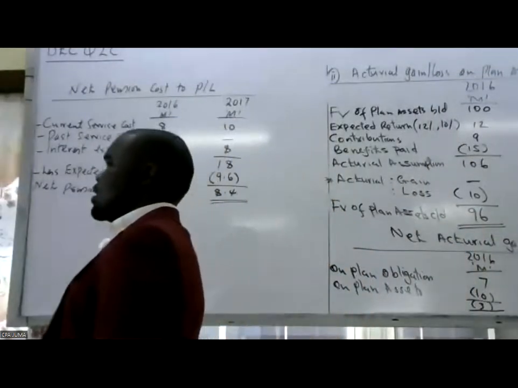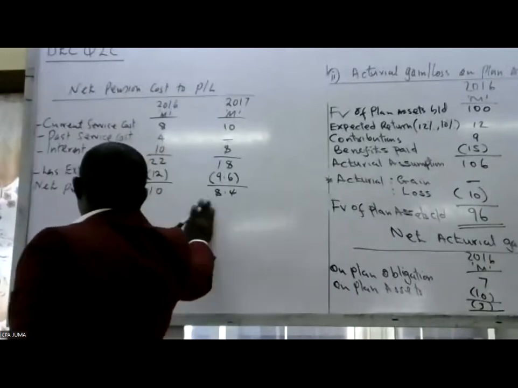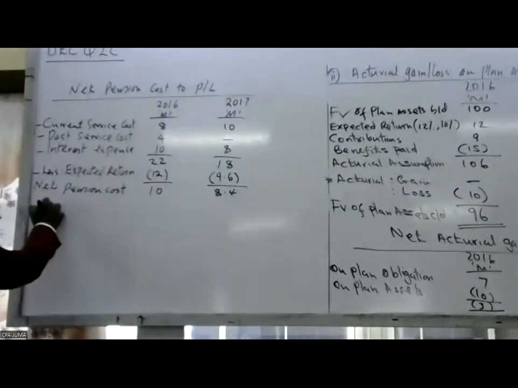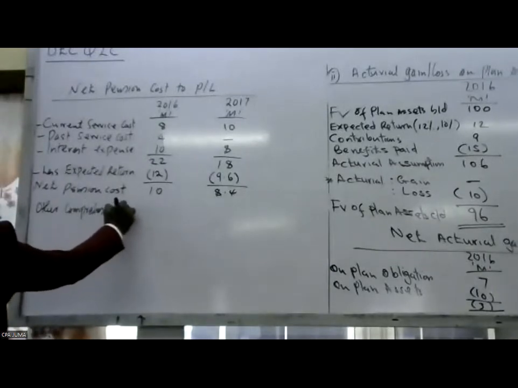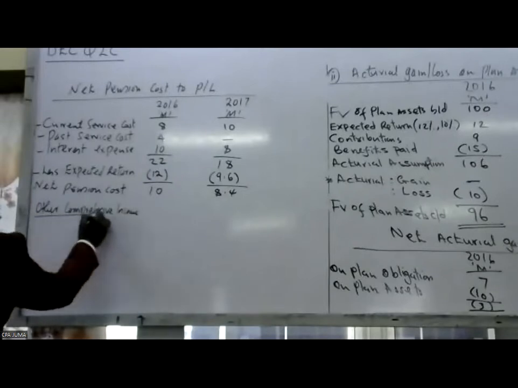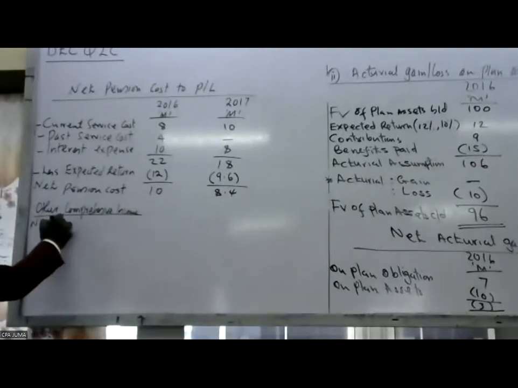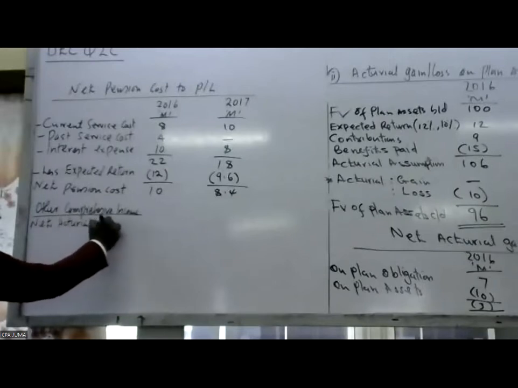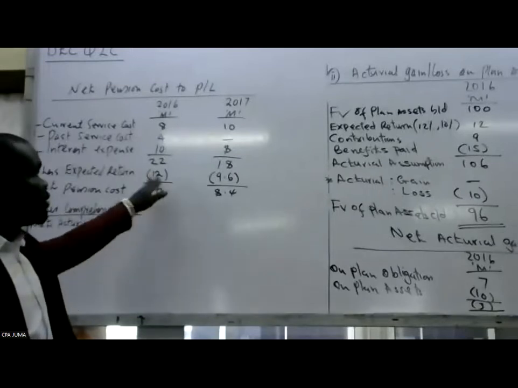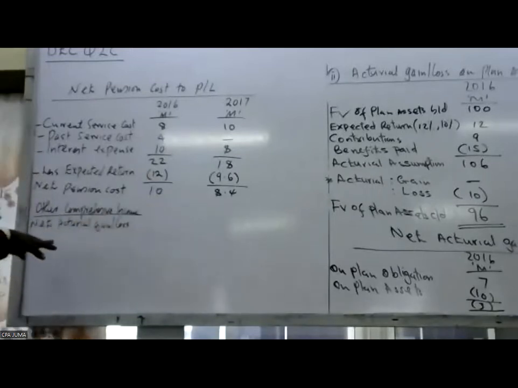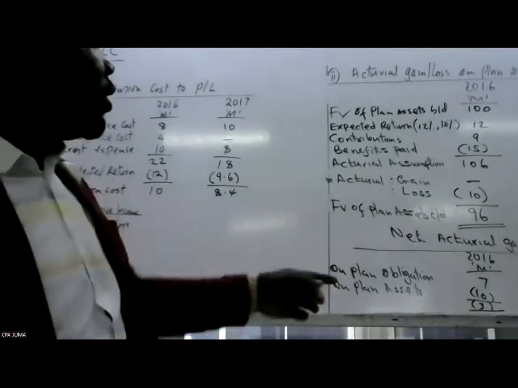Write here OCI, other comprehensive income, below there. Other comprehensive income: net actuarial gain or loss. So the net actuarial gain or loss will go to other comprehensive income. This one goes to P&L, but actuarial does not go to the profit account. They go to other comprehensive income.